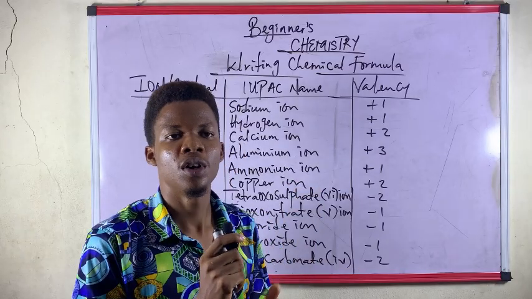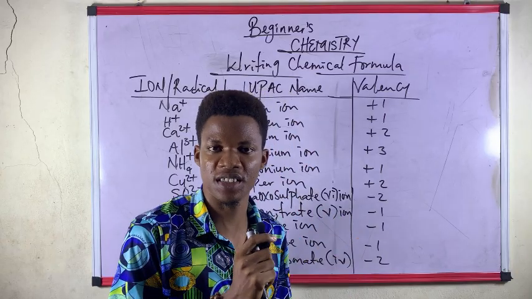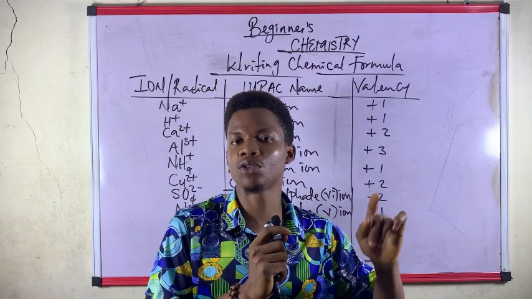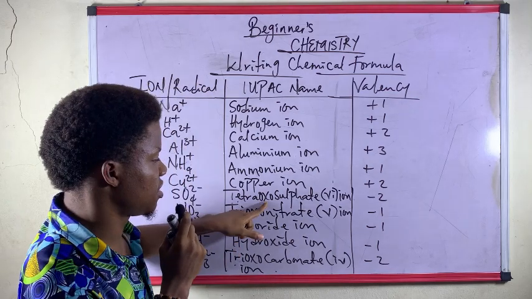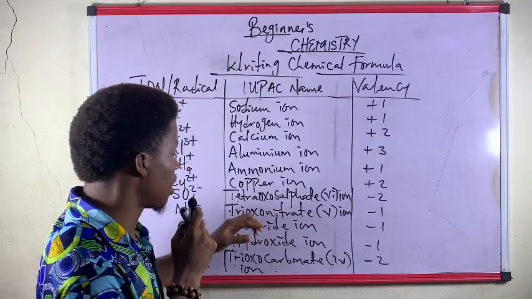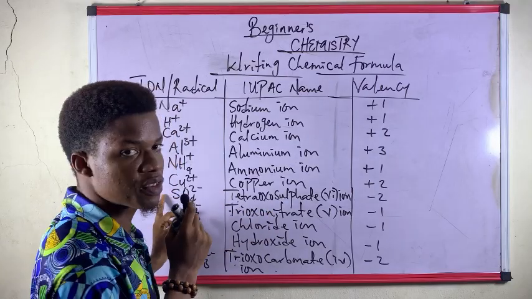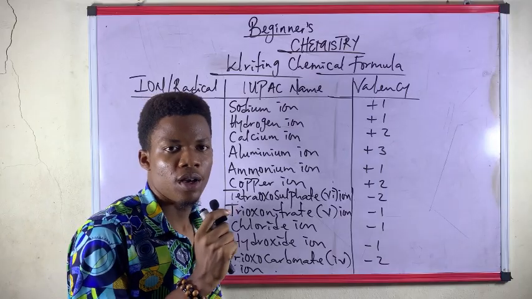For example, I tell you, write out the formula for hydrogen tetraoxosulfate 6. You can see tetraoxosulfate 6. So tetraoxosulfate 6, this is it. All right, you can see it. This is tetraoxosulfate 6. So you now know that, oh, I need to use the tetraoxosulfate 6 ion and then the hydrogen ion. Are you getting it?